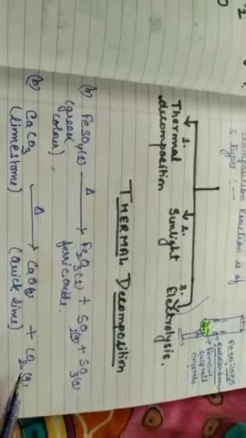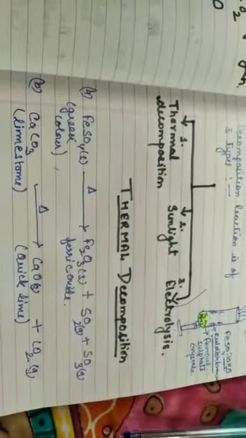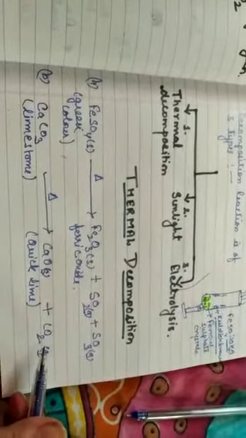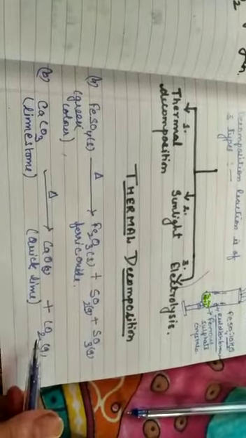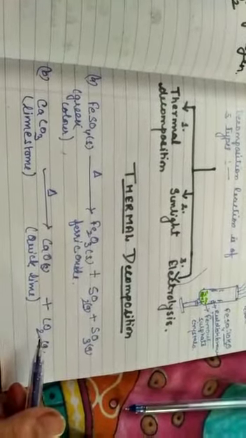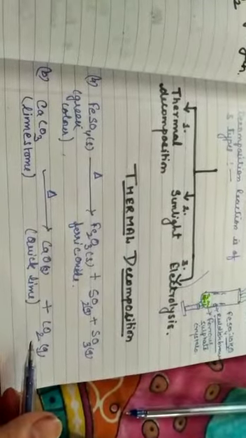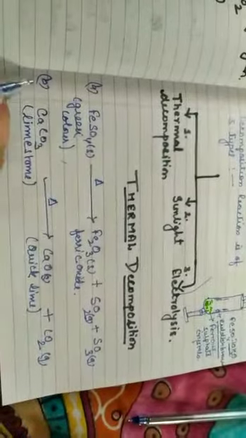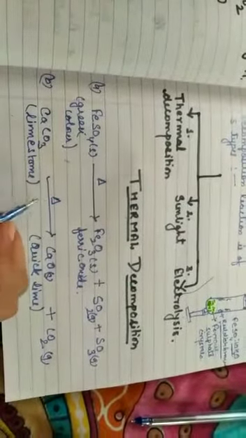Now, just tell me how you can test the presence of CO2 gas. We can detect that CO2 gas is evolved by passing it through lime water. What will happen? The lime water turns milky. So this is the second example of the thermal decomposition in which heat is involved.